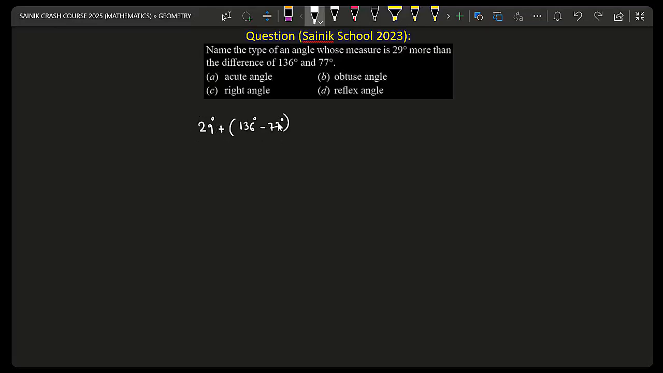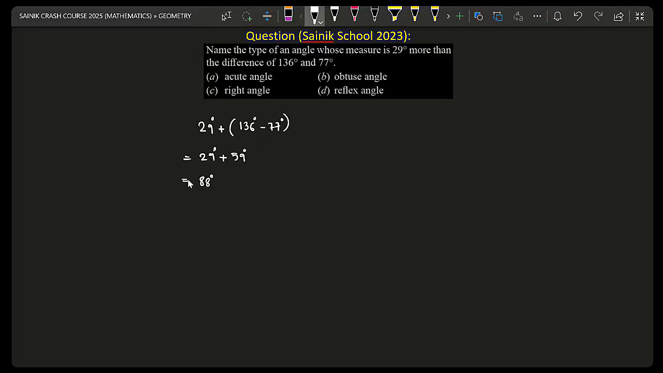Now can you simplify this, Daksh? Yes, sir. First you do simplification, right? What should be simplified first, bracket or addition? Bracket. 136 minus 77, how much? 59. Yes, 29 degrees plus 59 degrees. What is the sum? 88 degrees. Now they are asking the type of the angle, 88 degrees.